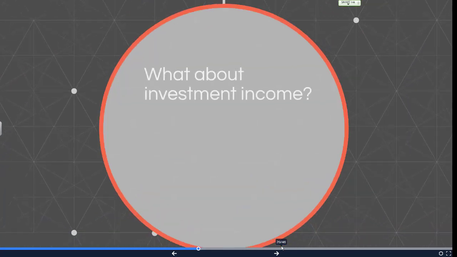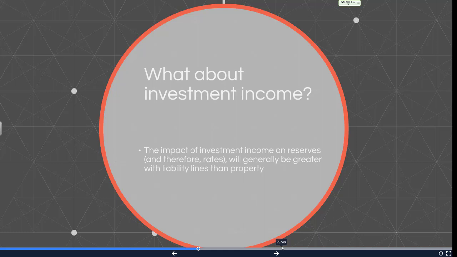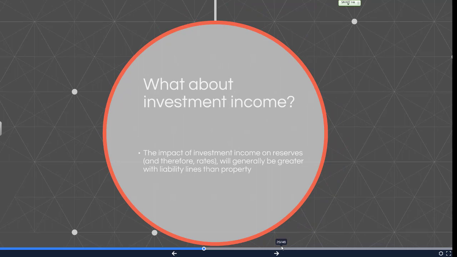But what about investment income? The impact of investment income on reserves, and therefore rates, will generally be greater with liability lines than property lines. This should be intuitive since the insurance company holds on to the insurance premium and has longer to invest and make a return on premiums in the liability sector than they do in property lines of business. So investment income matters more when setting rates with liability than property.